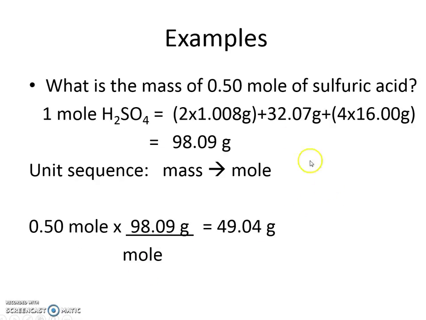Here's another example. What's the mass of 0.5 moles of sulfuric acid? This is the formula for sulfuric acid, so it's 2 times the mass of hydrogen, the mass of sulfur, and 4 times the mass of oxygen, and that gives us 98.09. The unit sequence is going to be that we take mass, grams, to mole directly. So here's our setup. There's our given 0.5 moles. We go mole to gram, and the 98.09 is with gram, so we get 49.04 grams.